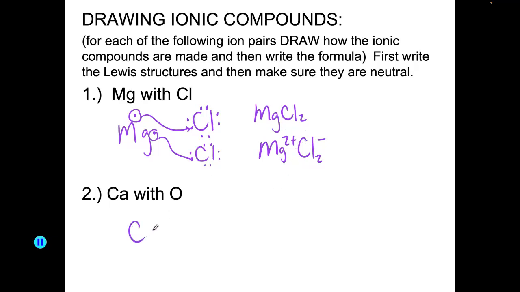All right, calcium with oxygen. Oxygen has 6 valence electrons, and if we look at our periodic table, calcium has 2. So this one's just going to be 1 and 1. Calcium is going to donate its 2 valence electrons to oxygen, so now they're both full. This would be CaO. If we wrote it with charges, this would be Ca2+ and O2-. Those charges work themselves out.